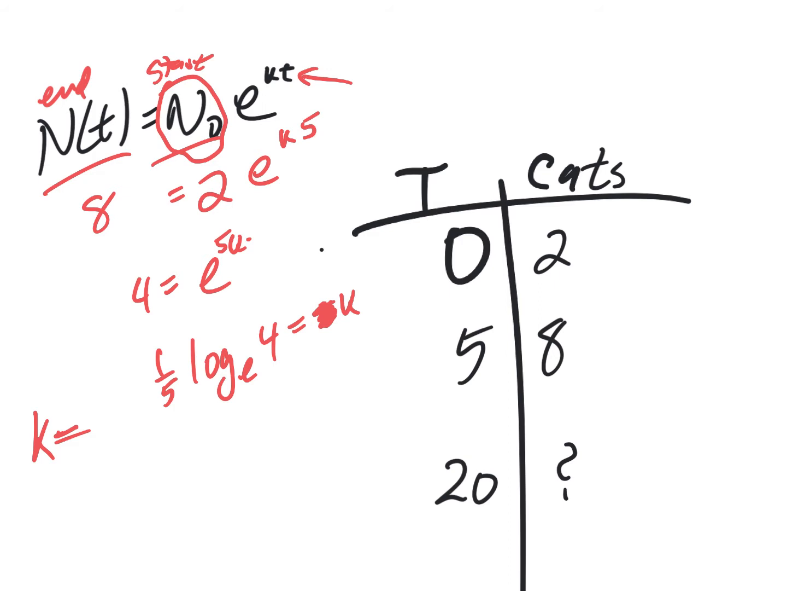Okay. Now, would you please solve for how many cats would you have after 20 minutes, or 20 years? 20 years. Or 20 days, or whatever this was. I think it was, it doesn't matter. I've used the same units. And this time, do 20.